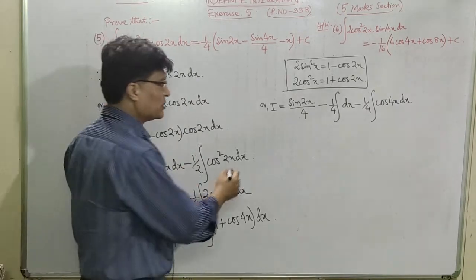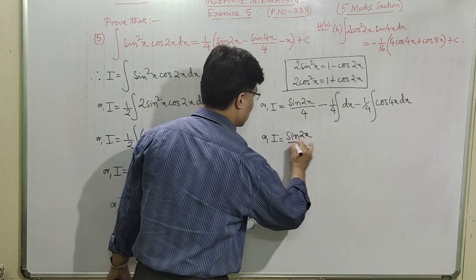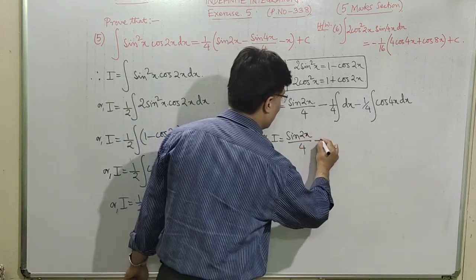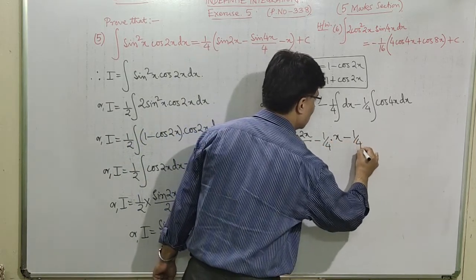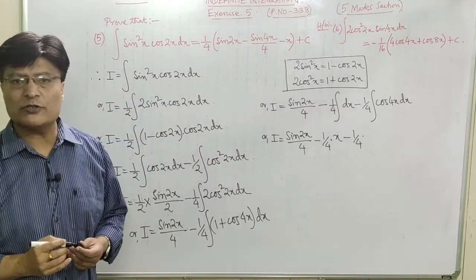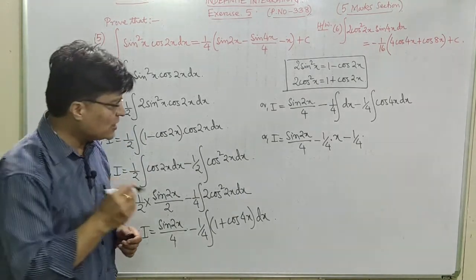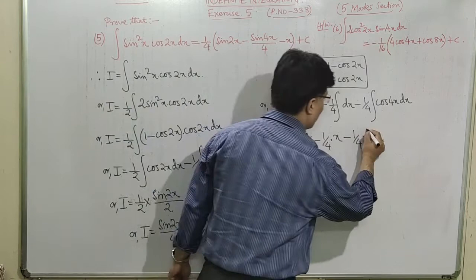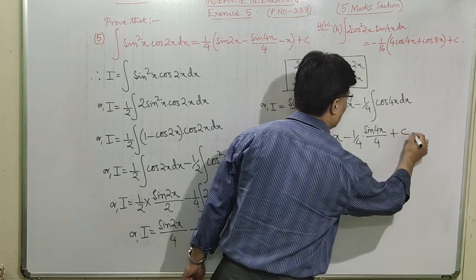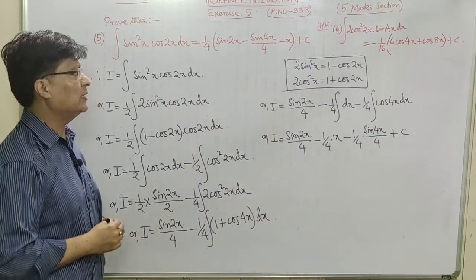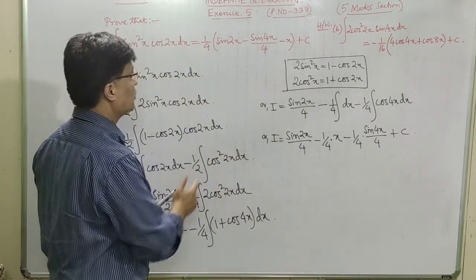Now let us use the integration. I is equal to sin 2x by 4 minus 1/4 into x minus 1/4 into, now what is the integration of cos 4x? Differentiation of which function is cos 4x? The formula is sin mx, that is sin 4x divided by 4. Then you have to write plus C. So I think you have understood it. Let us prove this result. We can take common here.